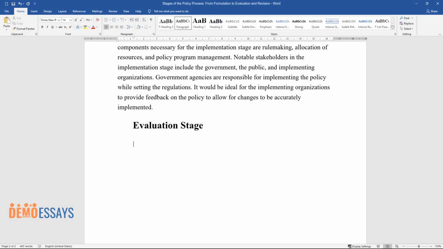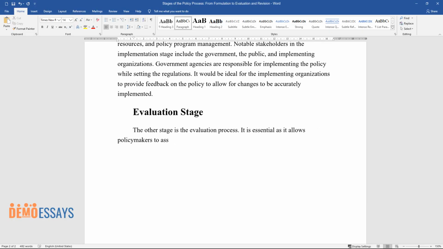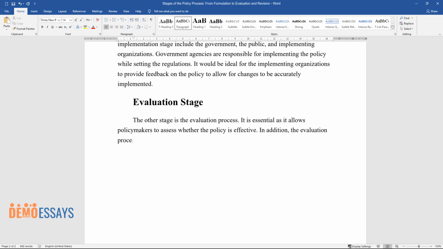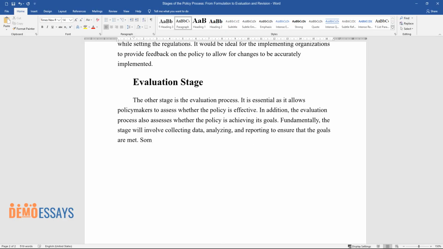Evaluation stage. The other stage is the evaluation process. It is essential as it allows policymakers to assess whether the policy is effective. In addition, the evaluation process also assesses whether the policy is achieving its goals. Fundamentally, the stage will involve collecting data, analyzing, and reporting to ensure that the goals are met.